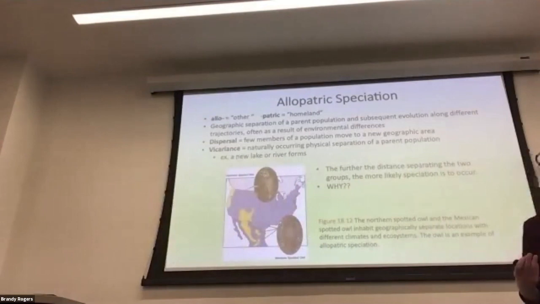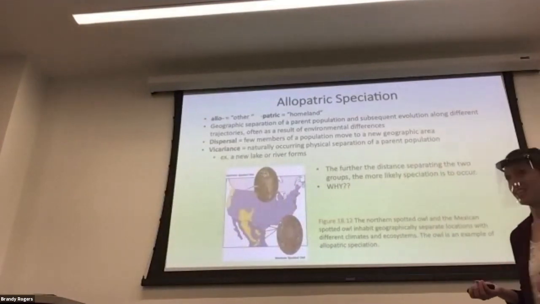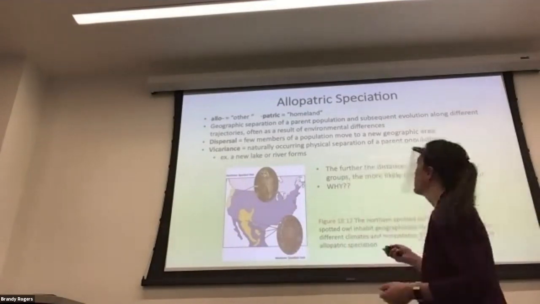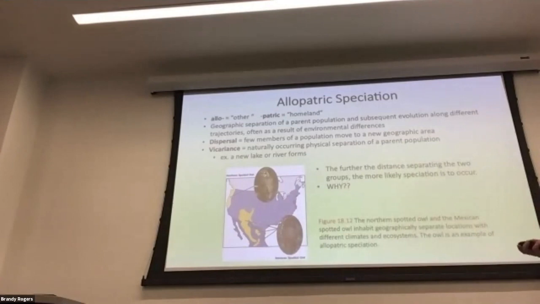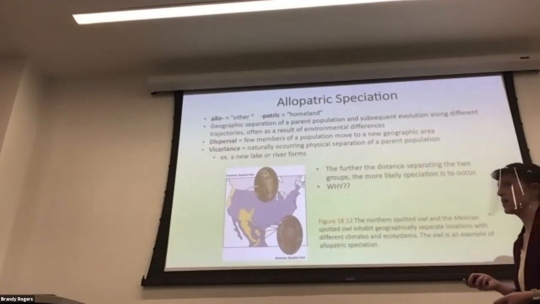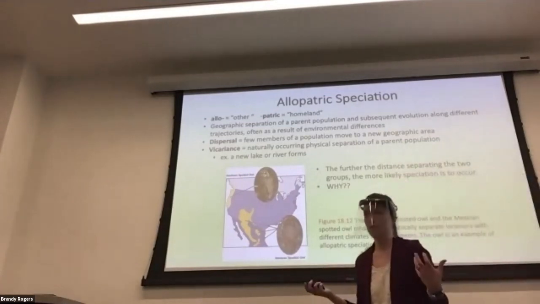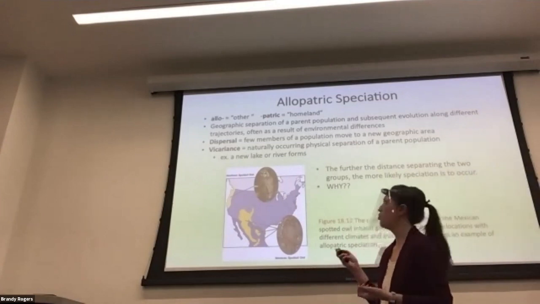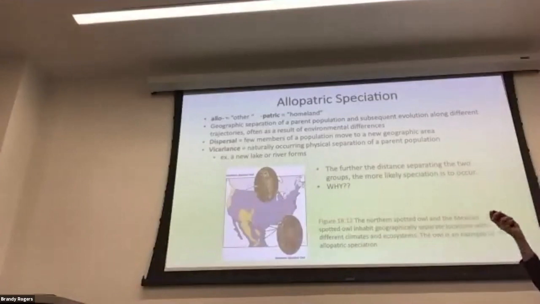So you guys will notice that I do that a lot. I'll tell you where this word comes from, what the roots of that word mean, and that can help you build your science vocabulary, okay? So allo means other, and patric means homeland. You can think about things like patriotic, right? Same root, okay? So think about homeland, other homeland, that's allopatry. So what do you think sympatry might mean?